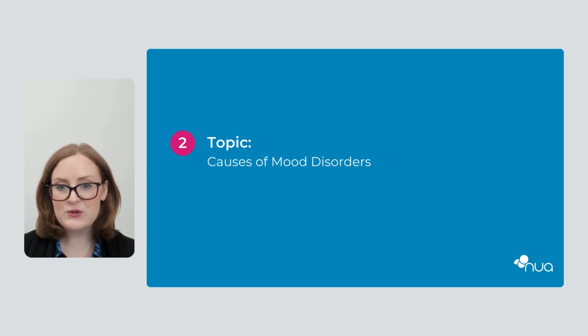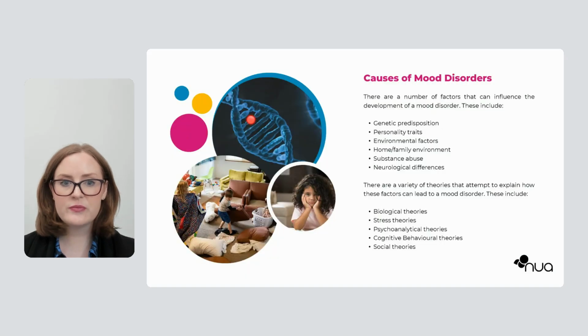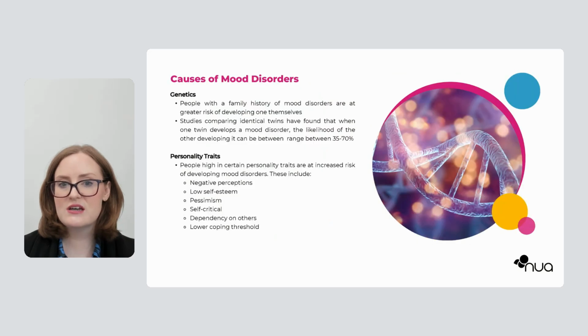Now let's look at topic 2, causes of mood disorders. There are a number of factors that can influence the development of a mood disorder. These include genetic predisposition, personality traits, environmental factors, home, family environment, substance abuse, neurological differences, and differences in how our brains work. There are a variety of different theories that attempt to explain how these factors can lead to a mood disorder. These include biological theories, stress theories, psychoanalytical theories, cognitive behavioural theories, and social theories.